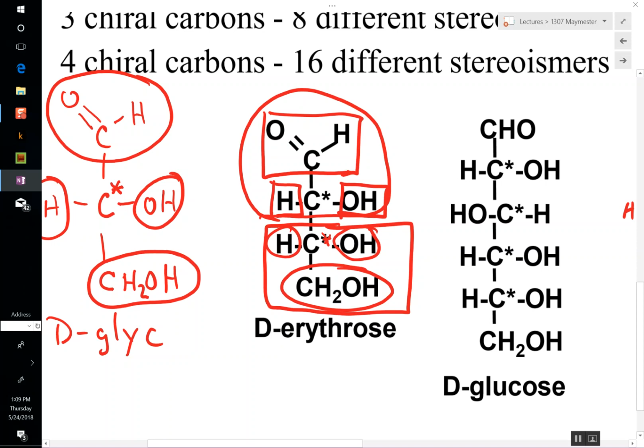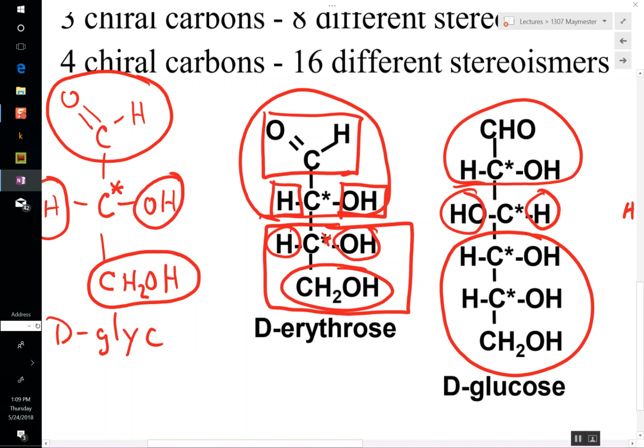So let's take that one. Which one do you want to take? That one? Okay, that one right there has a hydrogen and it has an OH. It has that thing, which is different from that thing. You just take each individual carbon and ask the question, does it have 4 different things on it? And if it does, it's a chiral carbon.